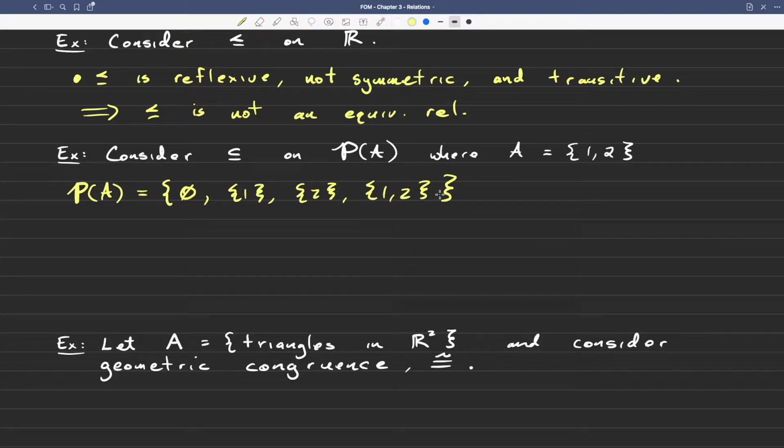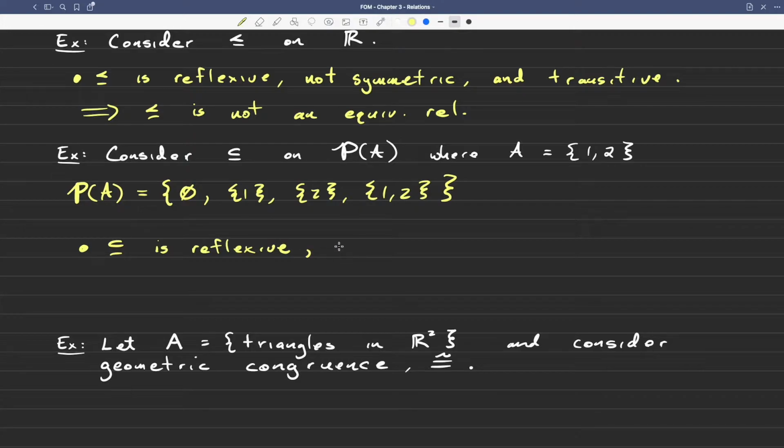So there's the power set of A. And I can compare the sets within there with containment, set containment. So how about reflexivity? Do we have reflexivity? Is each one of those sets contained in itself? Yes. Every set is contained in itself.